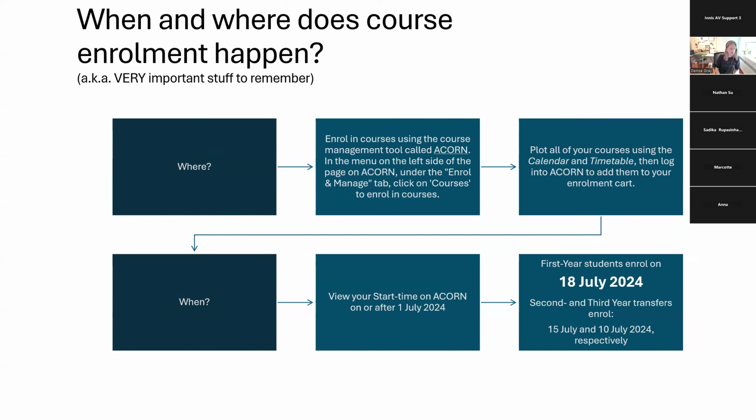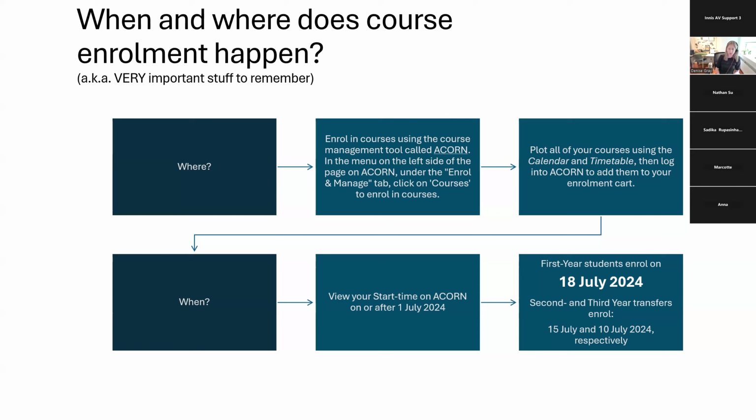Okay. You'll have a very specific start time on July 18th to enroll in your courses, and you can find out what that start time is as of July 1st. So you can log into your account on Acorn. If you get a late start time, and late would be really anything after 12 noon, then you should have a couple of backup options for some of the courses and sections that you were planning on.